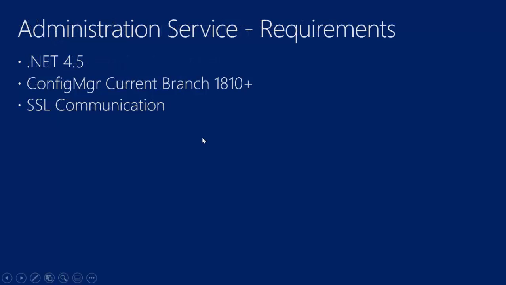What are the requirements for the admin service? Well, we need .NET 4.5, right? Again, based on 1906, we need .NET 4.5 installed. If we were using Config Manager 1810, that would need to be .NET 4.5.2, but we're talking about 1906. So Config Manager 1810 Plus, that's where it was first introduced into the production release of Config Manager. Definitely would recommend being on 1906, some significant enhancements since its initial release. And again, SSL communication, just talked about that. We do require certificates.